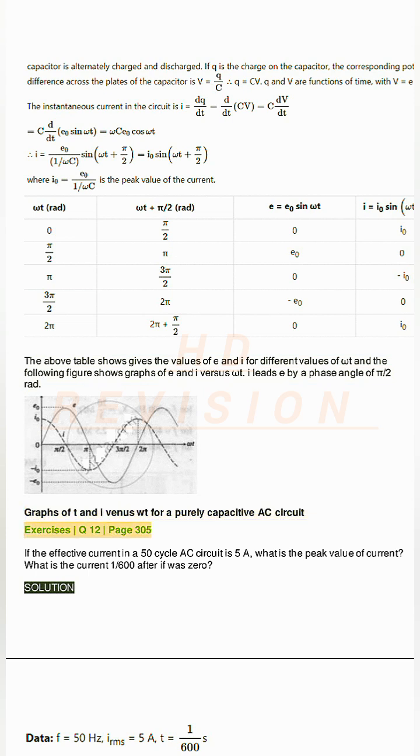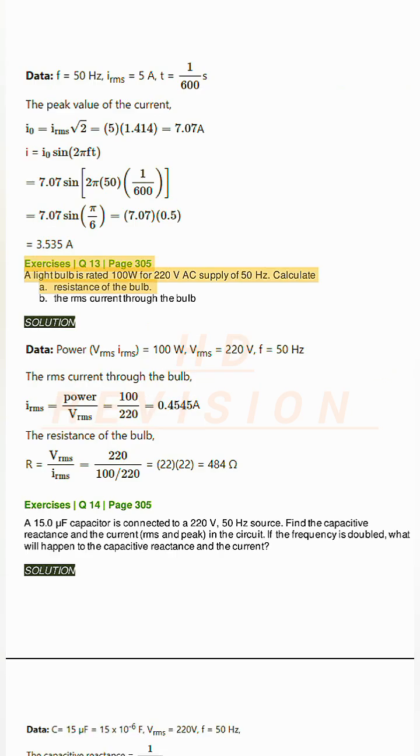Exercises Q12, page 305. If the effective current in a 50-cycle AC circuit is 5 A, what is the peak value of current? What is the current 1/600th of a second after it was 0? Solution.